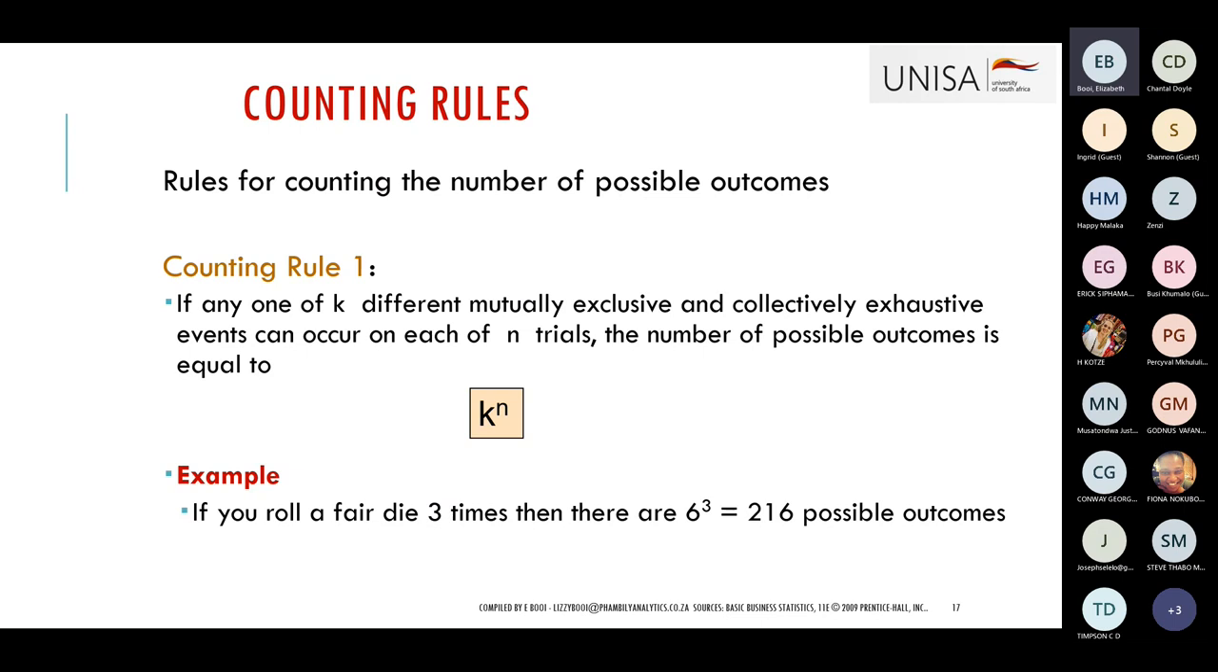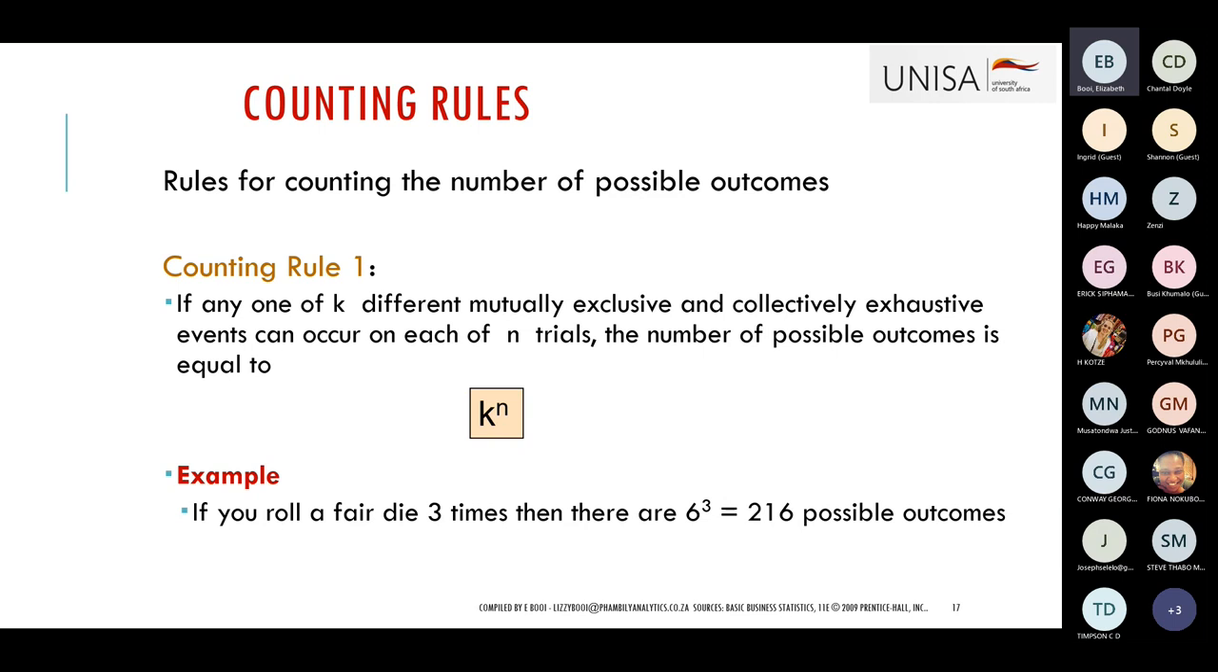Let's say you are running in a race. In a race, there are seven positions, and only three of you will get a prize. What will be the number of ways that you will get a prize? That will be 7 to the power of 3. That will give you that.